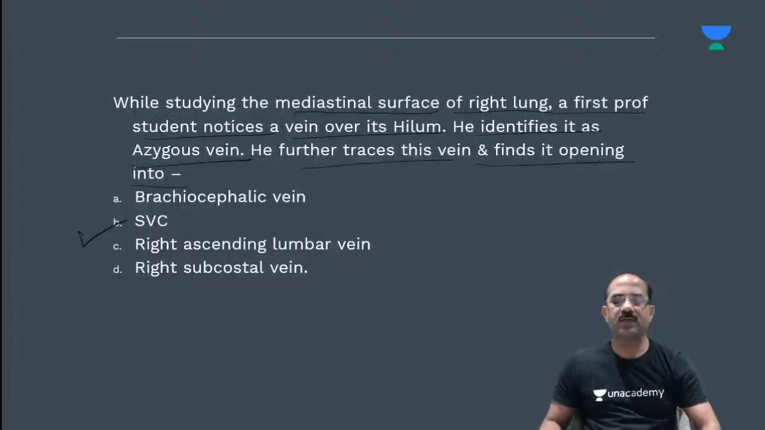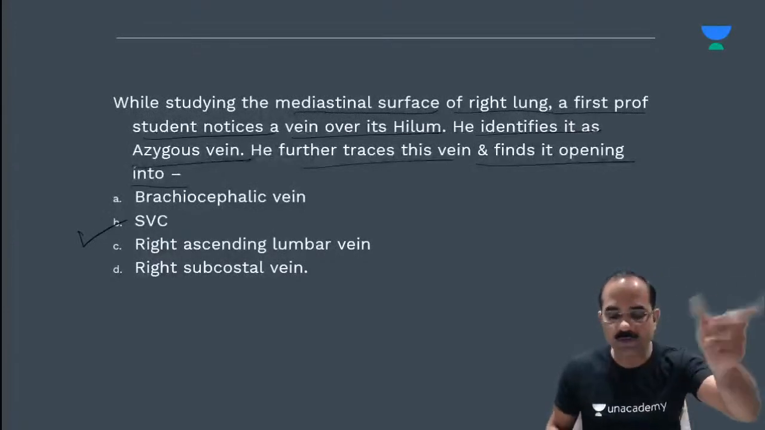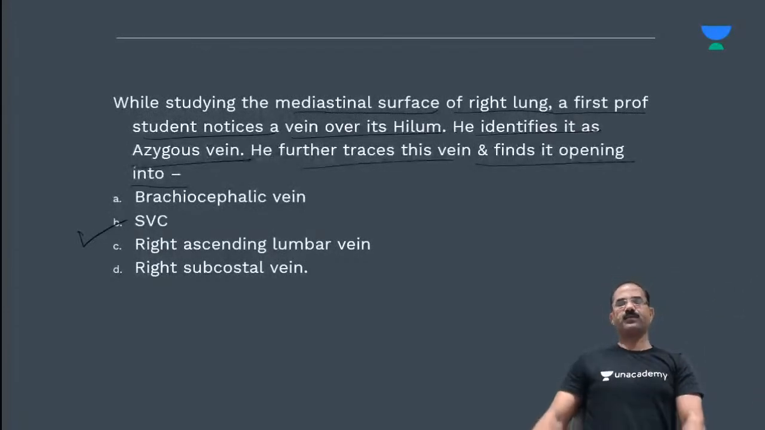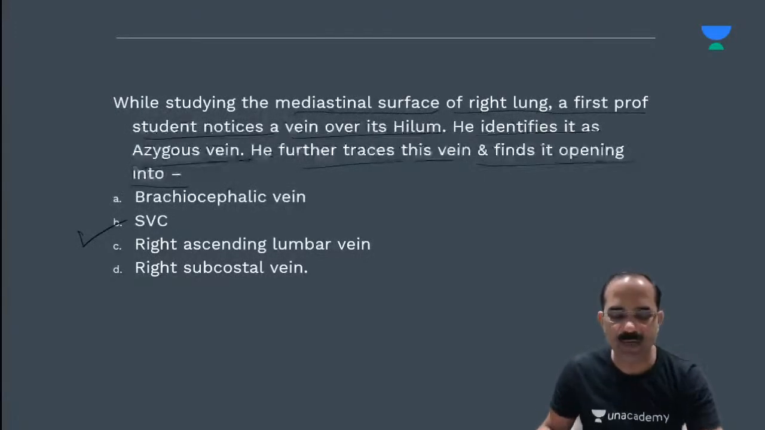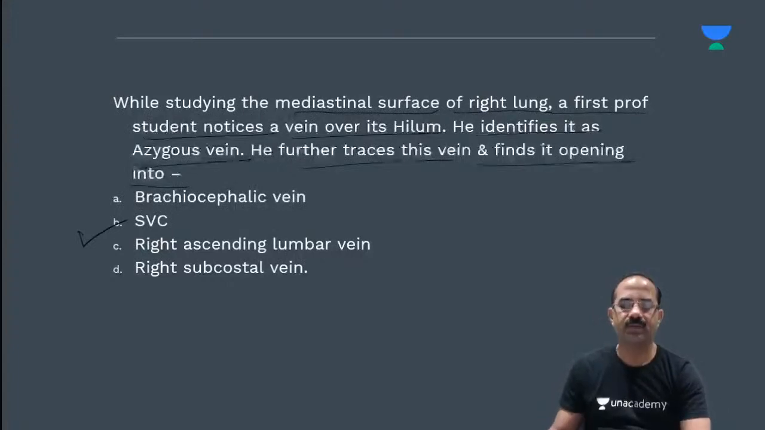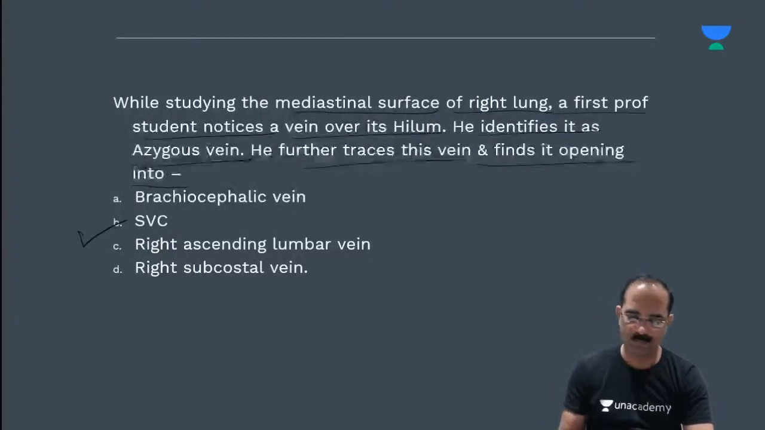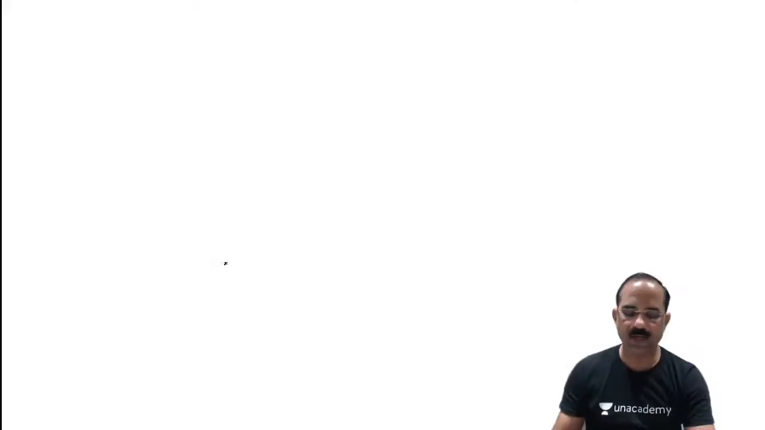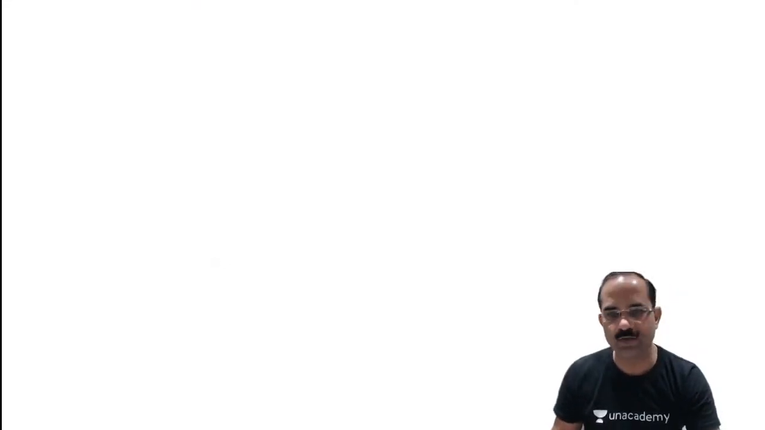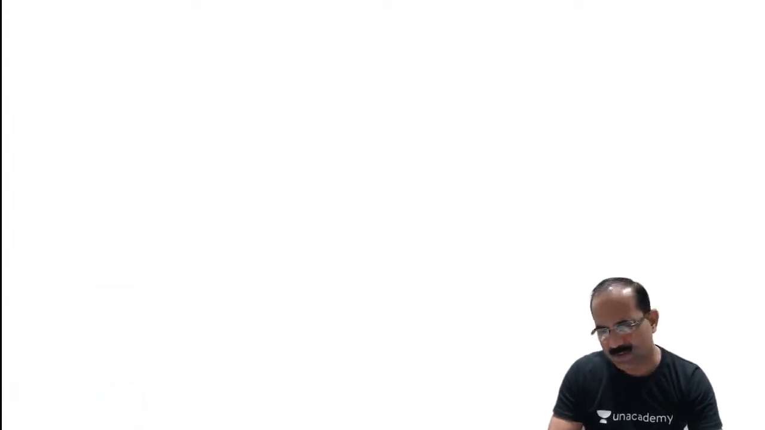Students, can you tell me the structure which arches over the hilum of the left lung would be what? Anyone? Yes. The structure which arches over the hilum of the left lung is the arch of aorta. Perfect. Now listen to this, students.